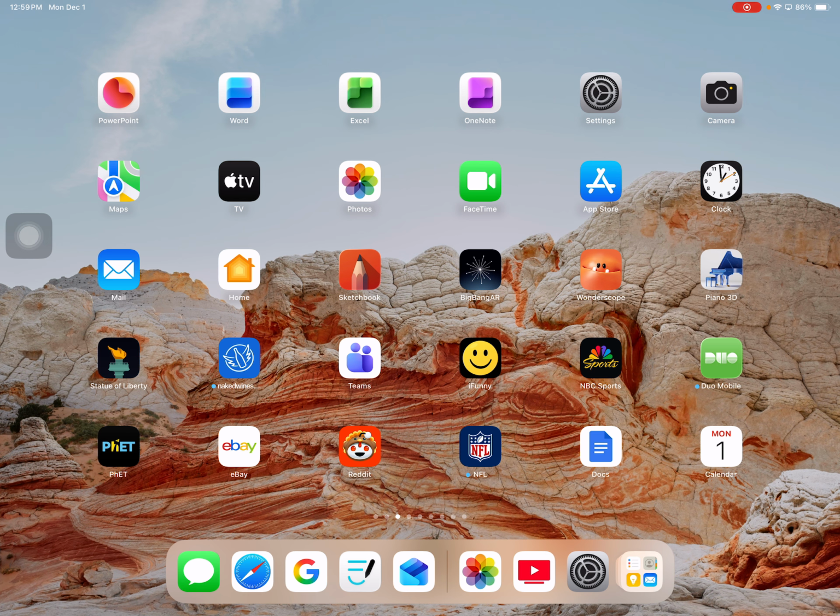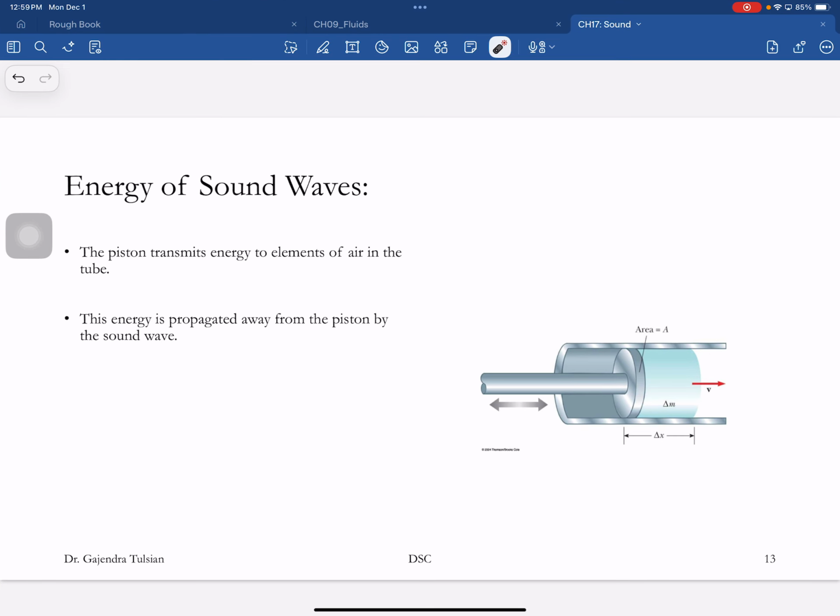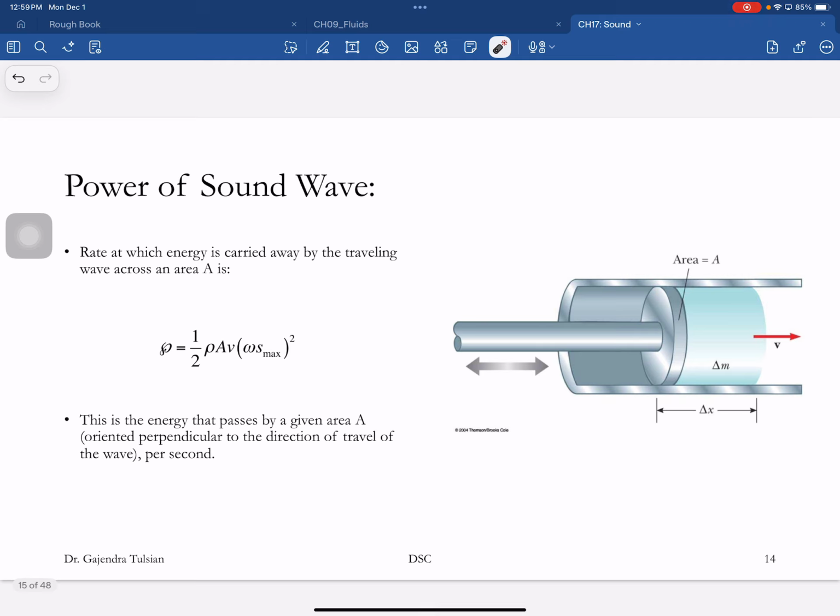So the trick to breaking the wine glass is you have to figure out the frequency at which the wine glass oscillates, and then you play the same frequency on the speaker. So that was what was happening. Here is this piston oscillating, and energy is being transported. The question is, how much energy is passing per second? And that is the power.